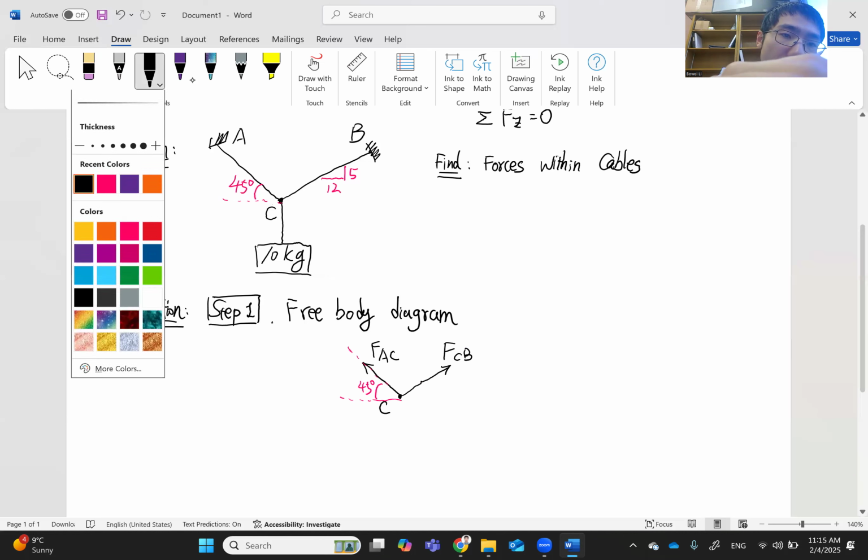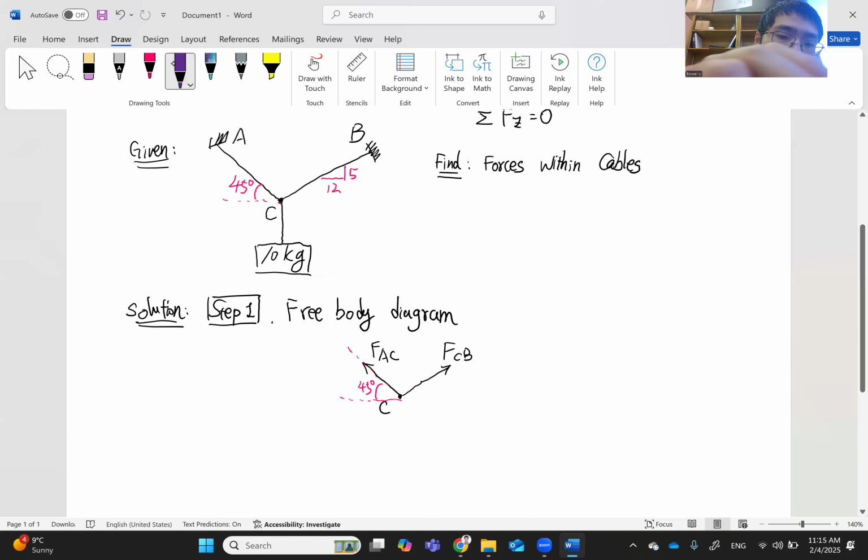Again, we know that the direction of the force CB is along the line CB here, right? So it can be given by this small triangle here. Okay, great.